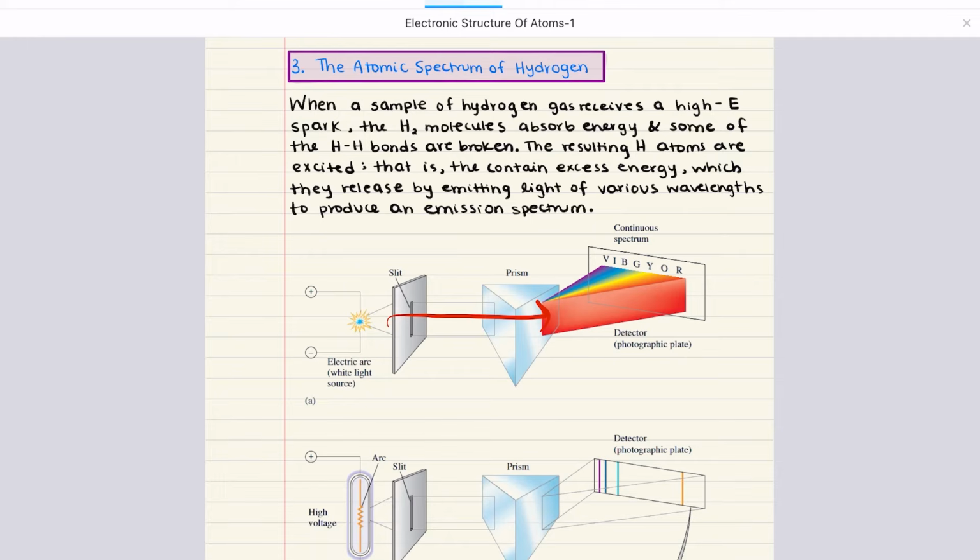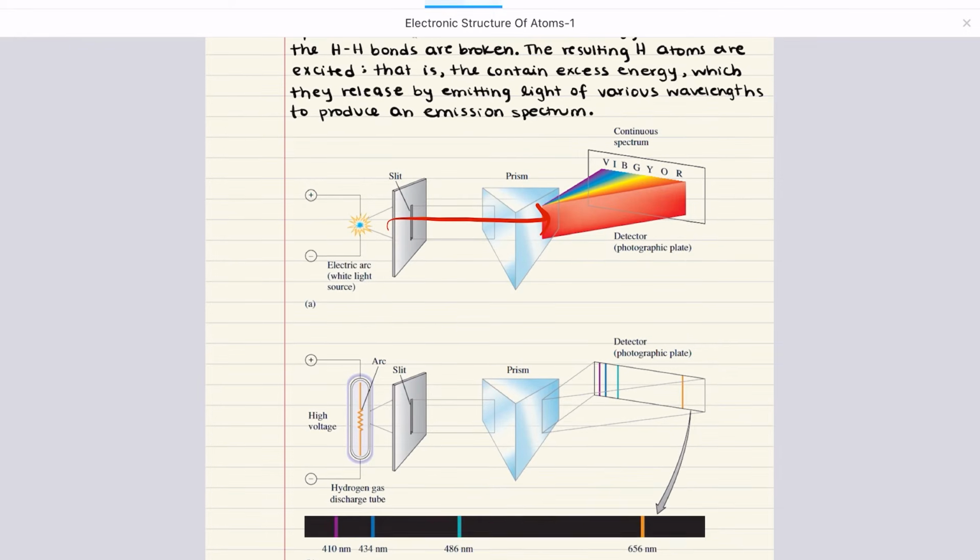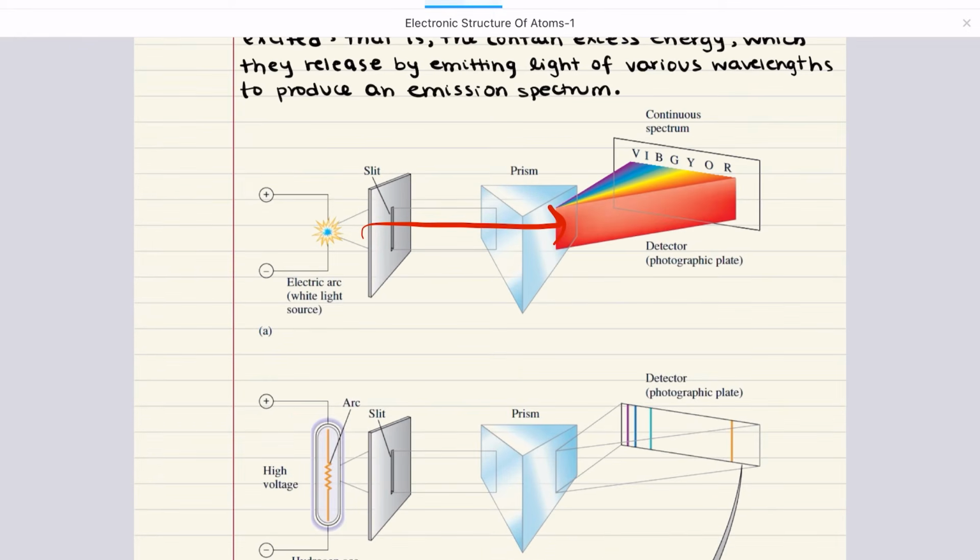Now, to understand the significance of the hydrogen emission spectrum, we have to first describe the continuous spectrum that results when white light is passed through a prism. So when white light is passed through a prism, what we observe is that it contains all of the wavelengths of visible light. Very much like the rainbow produced when sunlight is dispersed by raindrops.